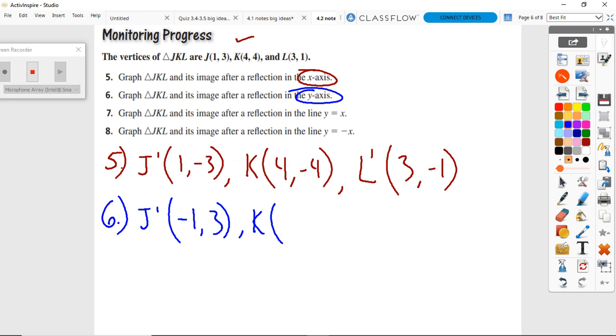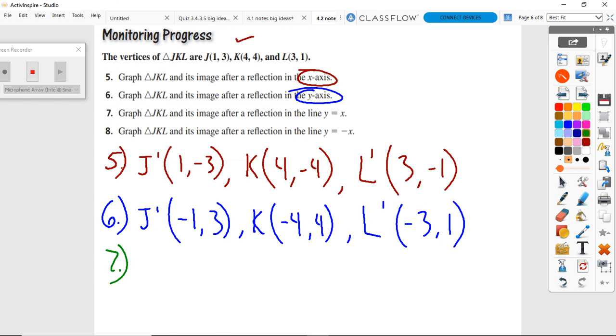K is 4, 4. K prime is -4, 4. And L is 3, 1. Then give me -3, 1. So there's your y-axis flips, just changing the sign on the x's.